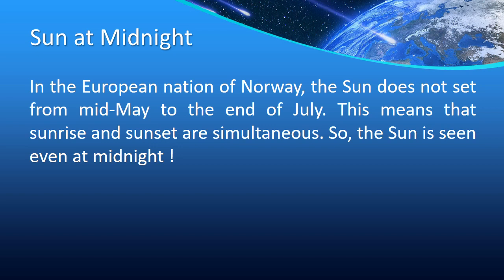It is the time of midnight in India. But at that time, in the European nation of Norway, from mid-May to the end of July, even at midnight, you can see the sun. Let's see the picture for it. How can there be sun at midnight? But still, this phenomenon happens in Norway.